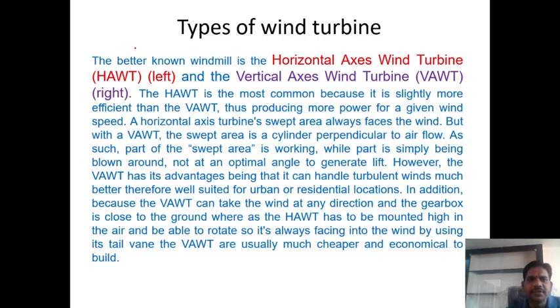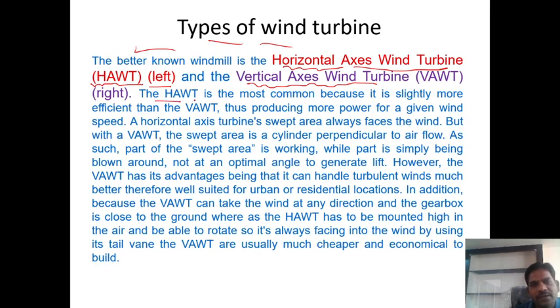Let's see here: types of wind turbines. So what are the types? There are two types of wind turbine, guys. Horizontal axis wind turbines, called HAWT, and the other is the vertical axis wind turbine, called VAWT.